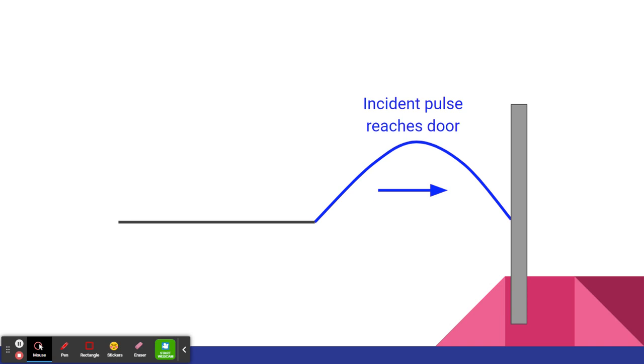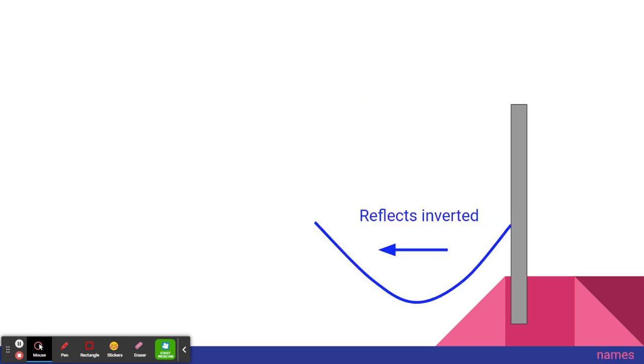Now, at the moment it reaches the door, and I'm drawing this diagram for you to kind of show that it's almost like the pulse that I have here is about half the size of the length of the spring that I'm using. But that pulse reaches the door, and at this point it is still erect, it is still a crest. But at the moment that it hits the door and it reflects, it's going to reflect inverted. So that is my new reflected wave. Well, not new, but it's the reflected wave coming back at me.